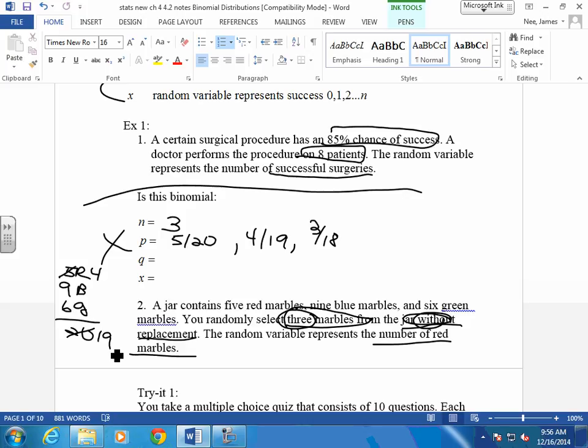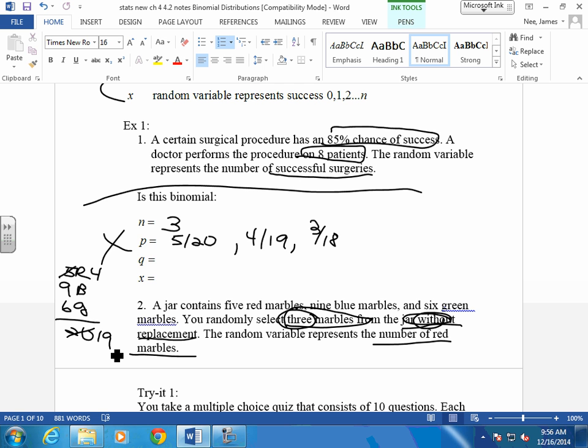Like one of the more popular ones in Algebra 2 was, you go on vacation and the probability of rain is 30% every day. What is the probability that you go away for 6 days and it rains 3 days? Your probability is fixed for every day. Just because it rains every day doesn't change your probability. Okay.